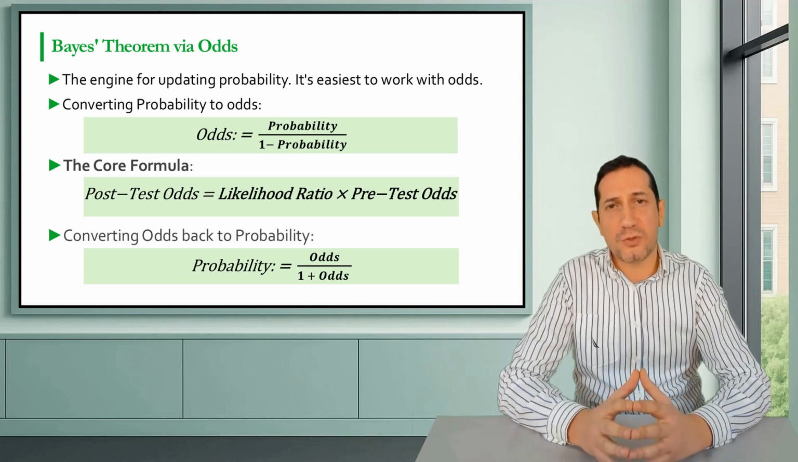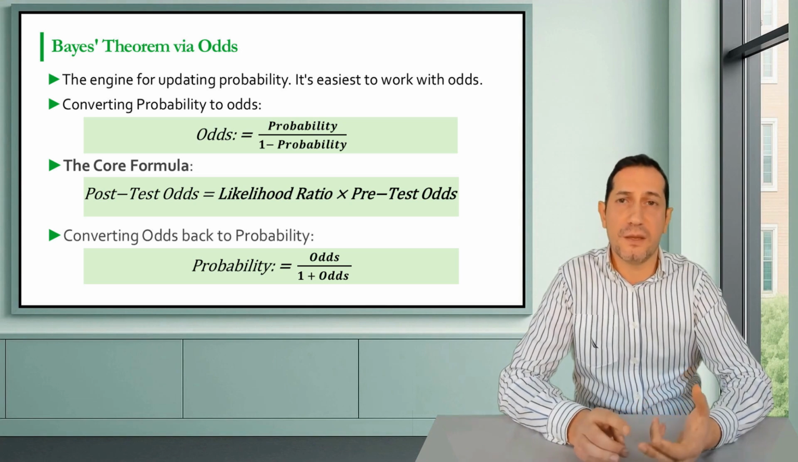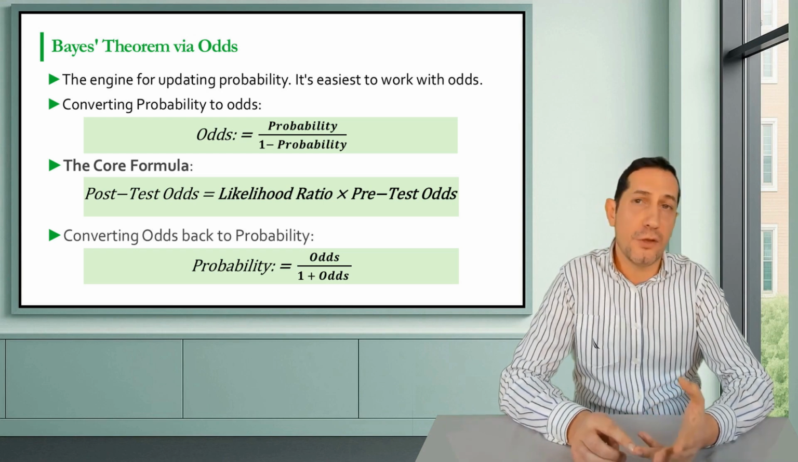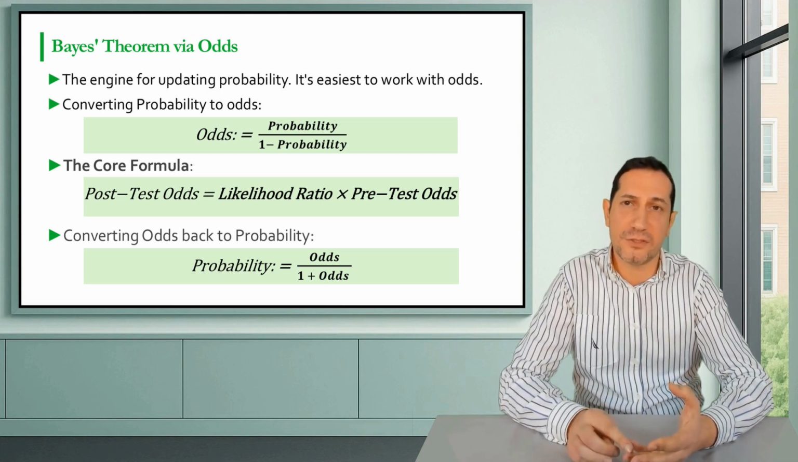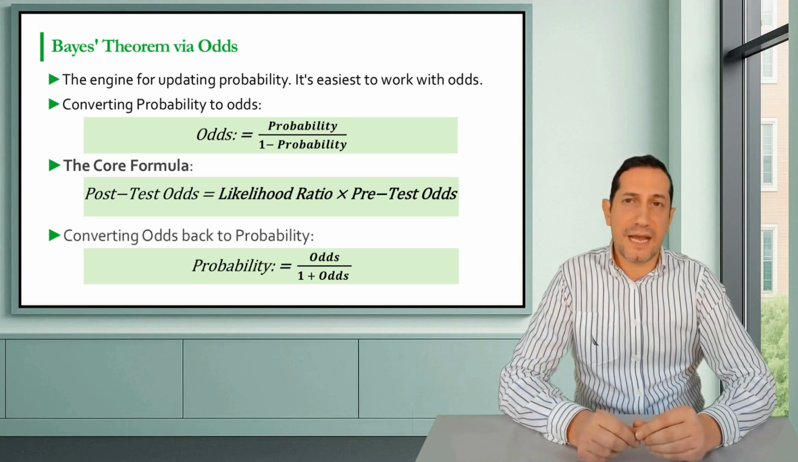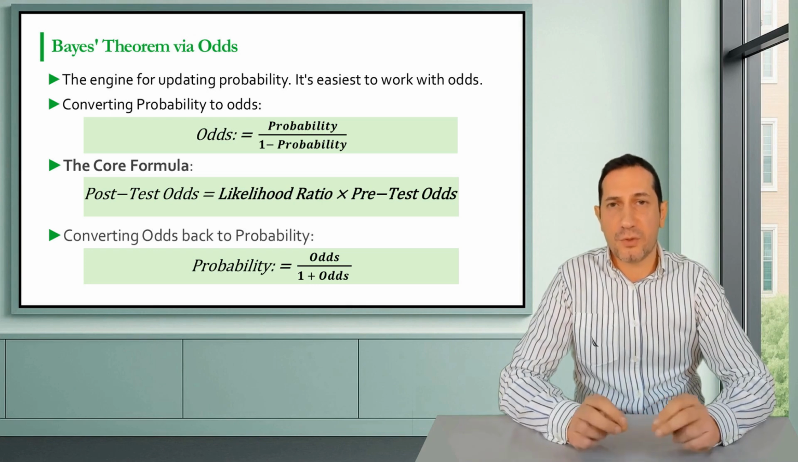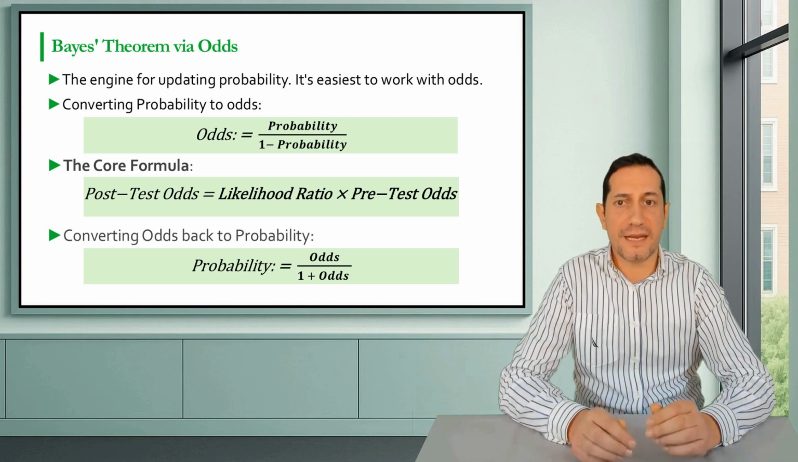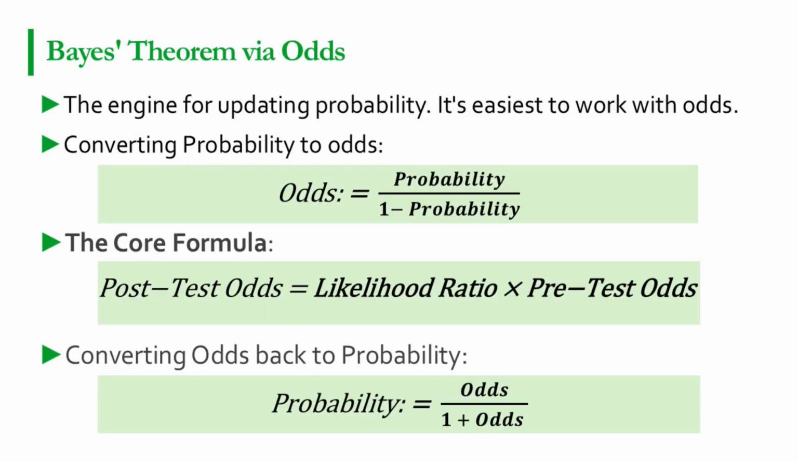So how do we use the likelihood ratio to get our final probability? We use Bayes' theorem. While the full probability formula is a bit clunky, there's a much simpler way to do it using odds. The odds of an event are just the probability it happens divided by the probability it doesn't. The Bayesian calculation then becomes incredibly simple. Your post-test odds are simply your pre-test odds multiplied by the likelihood ratio for the test result you got. The workflow is 3 steps.